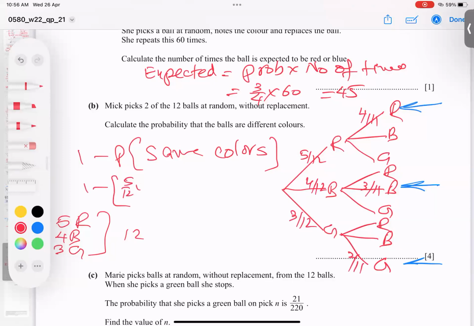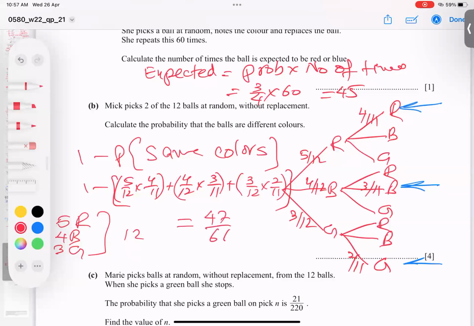So 5 by 12 into 4 by 11, plus 4 by 12 into 3 by 11, plus 3 by 12 into 2 by 11. So it's just a matter of typing in the calculator. Let me check: 5 divided by 12 into 4 divided by 11, plus 4 divided by 12 into 3 divided by 11, plus 3 divided by 12 into 2 divided by 11. And 1 minus that, the answer is coming 47 over 66. I hope the point is very clear.